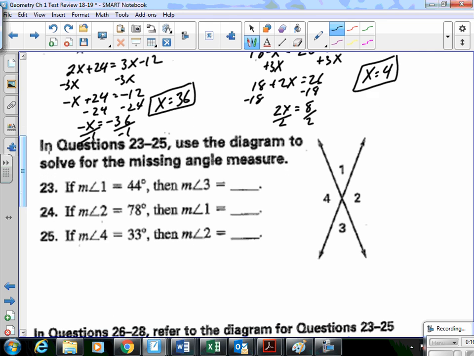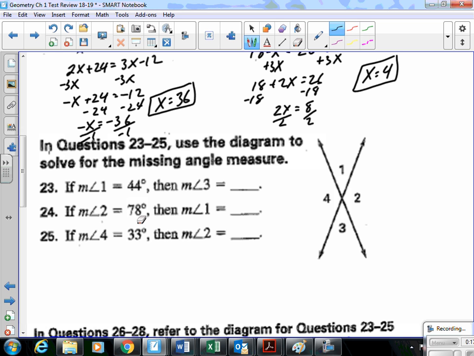All right, question 23 through 25. Use the diagram to solve for the missing angle measures. All right, in order to do this, you have to recognize vertical angles and linear pairs. Remember that the vertical angles are going to be the same. Linear pairs are going to add up to equal 180 degrees.